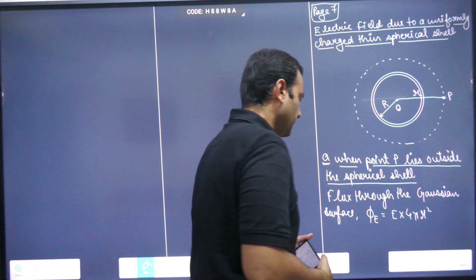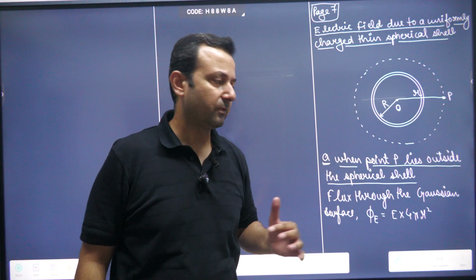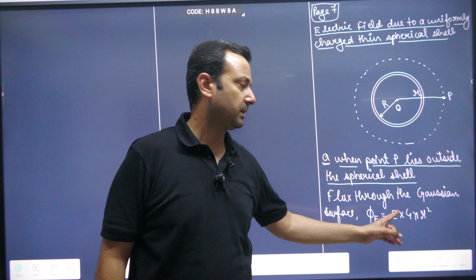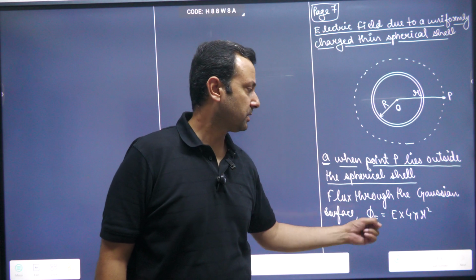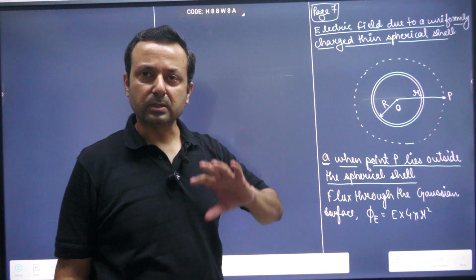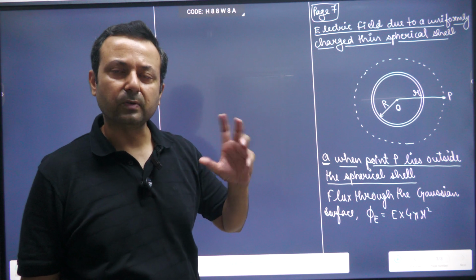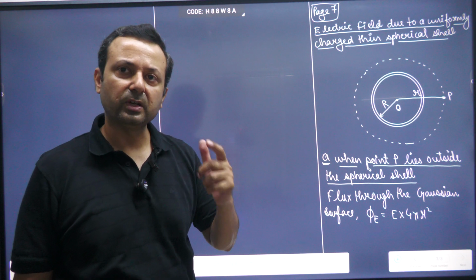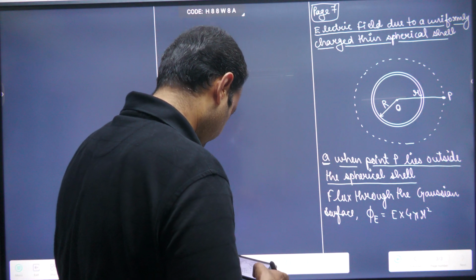And we know what electric flux is. Electric flux phi E is electric field into surface area. What is the surface area of the Gaussian surface, a sphere? The surface area of a sphere is 4 pi r square. So E into 4 pi r square.